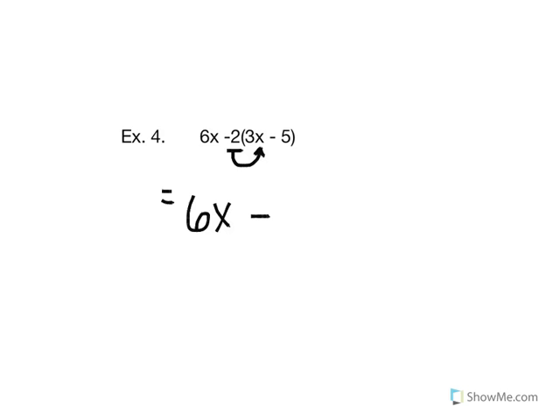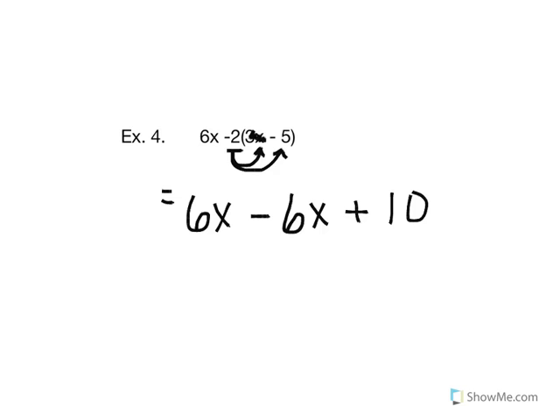It gives me a negative. 2 times 3 gives me a 6, and an x with it. I'm done with the 3x. I'm going to let the -2 distribute to the -5. Negative times negative, and 2 times 5.